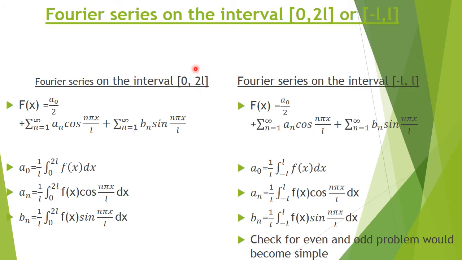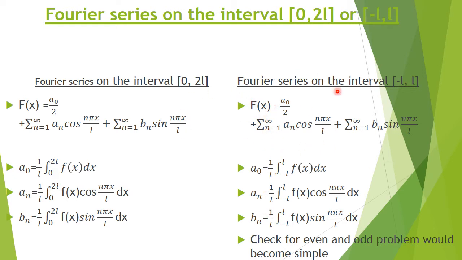So these 0 to 2L or minus L to L formulas are general formulas of Fourier series. You can apply them for 2 pi also, the same formulas. Just remember these formulas, and if you get a pi problem, you just write L is equal to pi. Alright. In that way also you can do it.